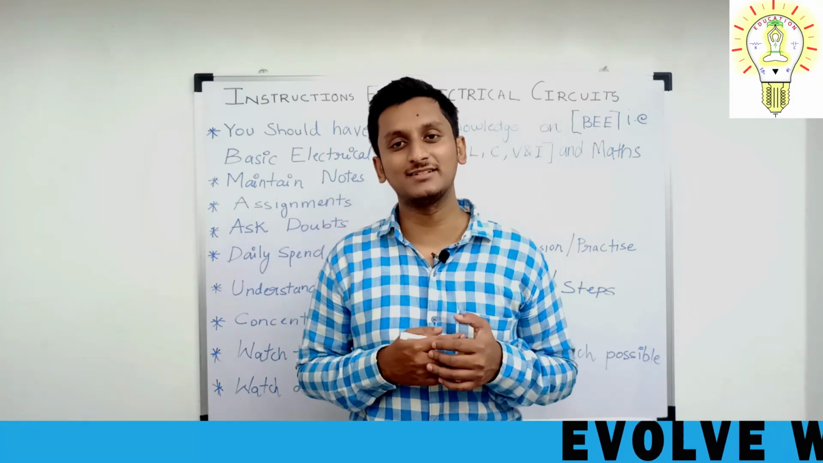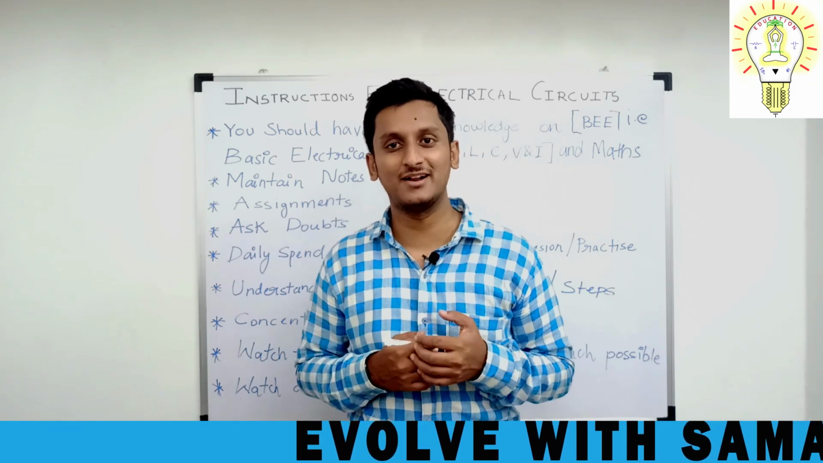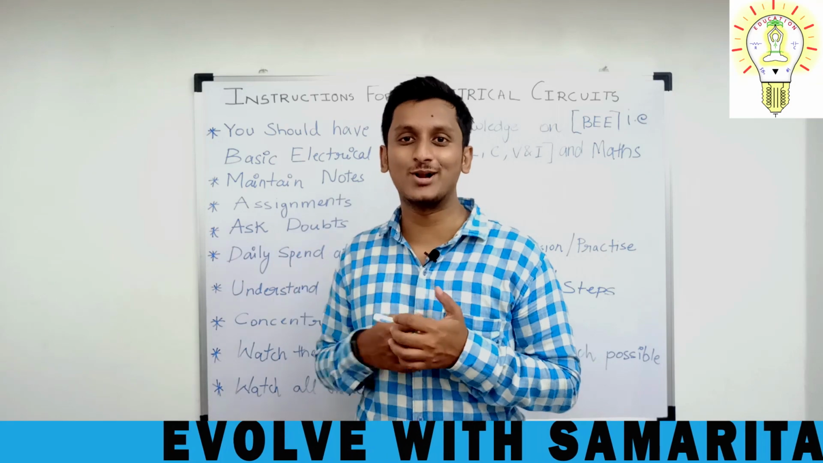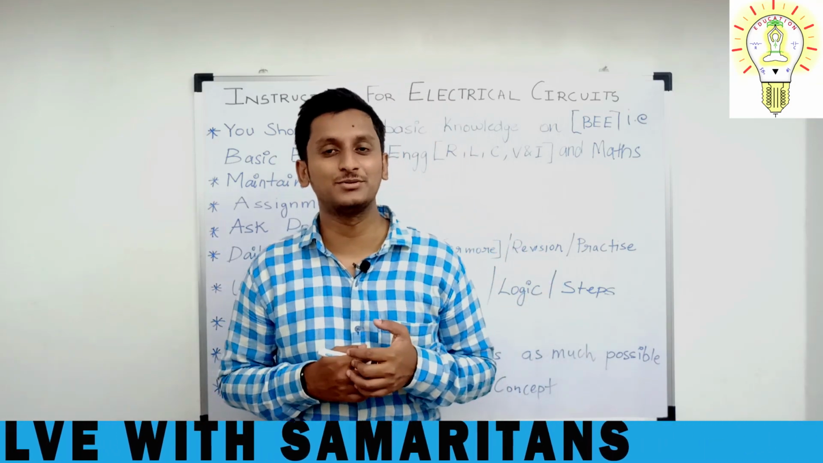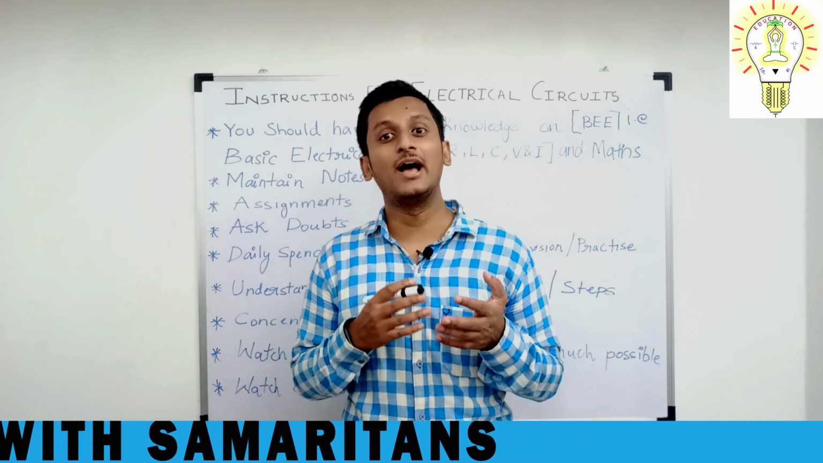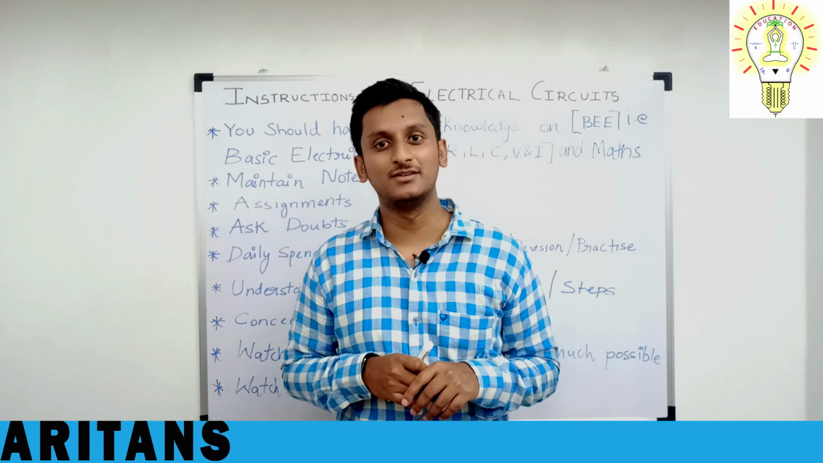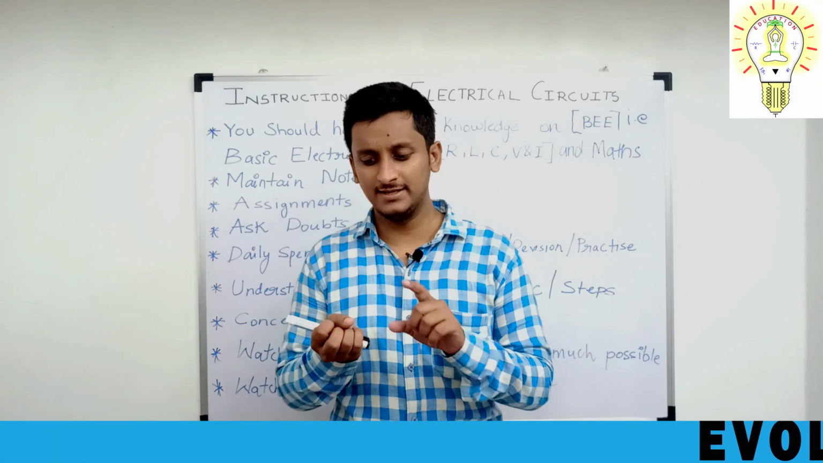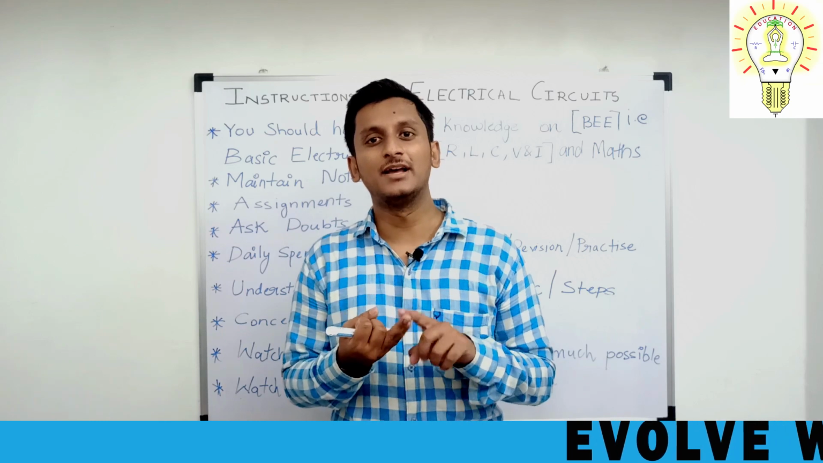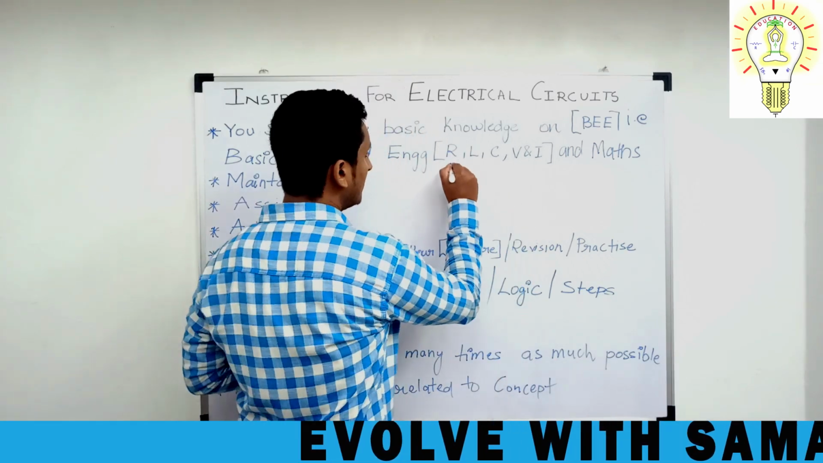As in the previous class, I have explained that you have to follow certain instructions in order to understand electrical circuits. So let us see what all the instructions are. The first instruction is that you have to have basic knowledge of the basic electrical engineering subject. In it, you should know at least resistor, inductor, capacitor, voltage source and current source. See, I have written it here.